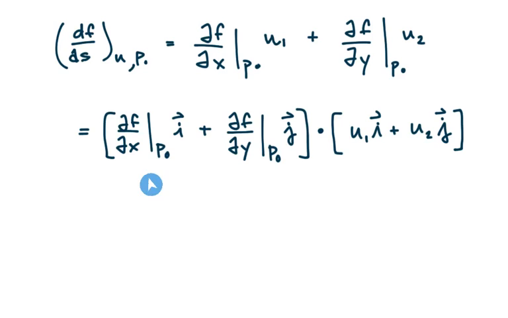So what we have here is representative of the gradient at p naught, and this is saying in the direction of u. So this says the derivative of a differentiable function f in the direction of u at p naught is this special vector representing the gradient dotted with u. So let's present the definition for gradient.